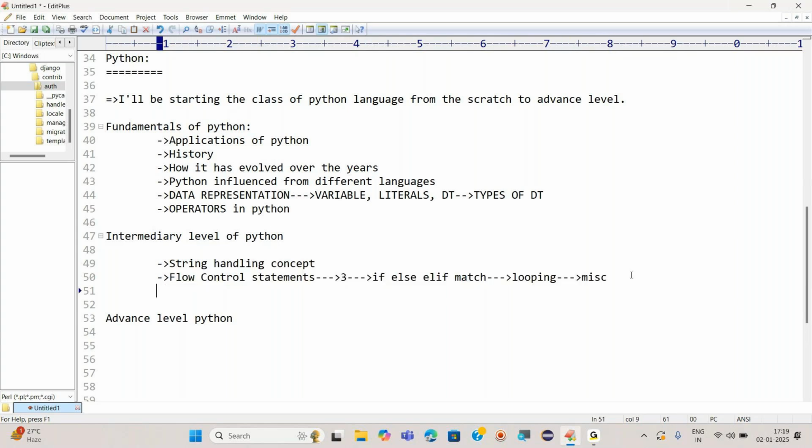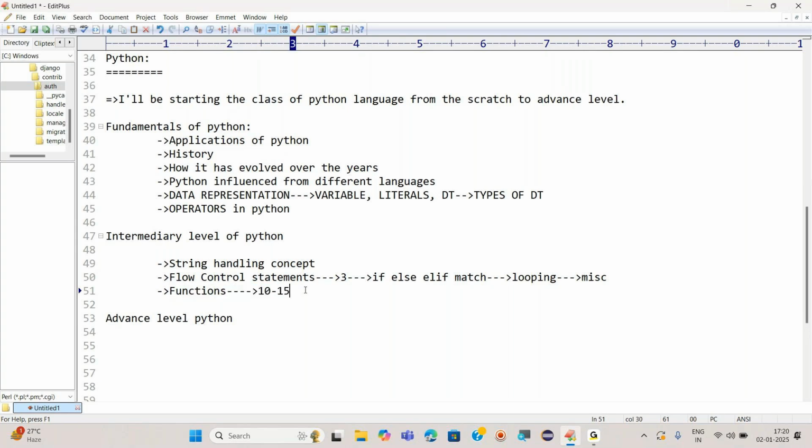After completion of looping, we'll be starting the concept called functions. Inside functions it will take almost 10 to 15 days to complete, because we have so many extra and special functions, like the lambda function, the filter function, and so many things. One by one, and very deeply, I'll be showing you what functions are.